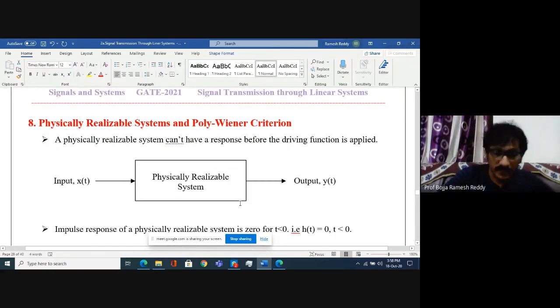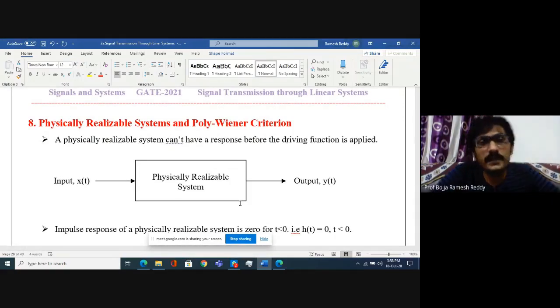Another important topic is physically realizable systems and the Paley-Wiener criterion. What are physically realizable systems? All practical systems are physically realizable. What are practical systems? All causal systems are physically realizable, where the present output depends on the present input.